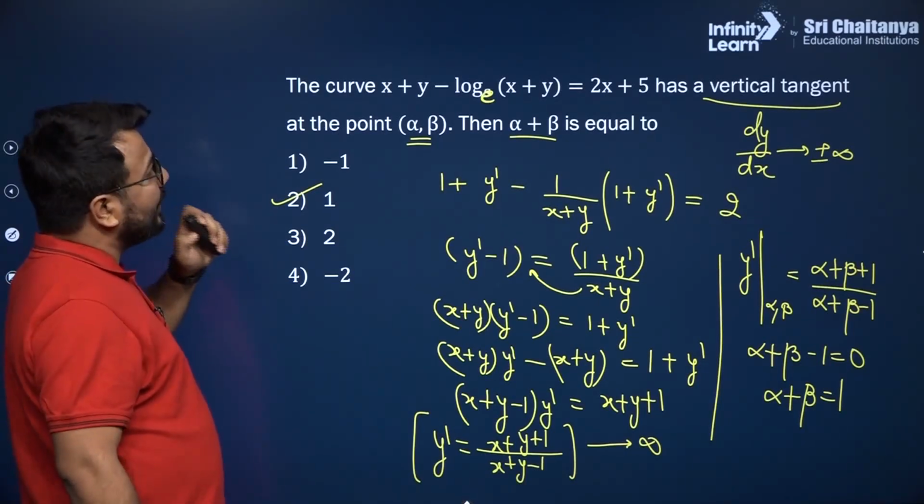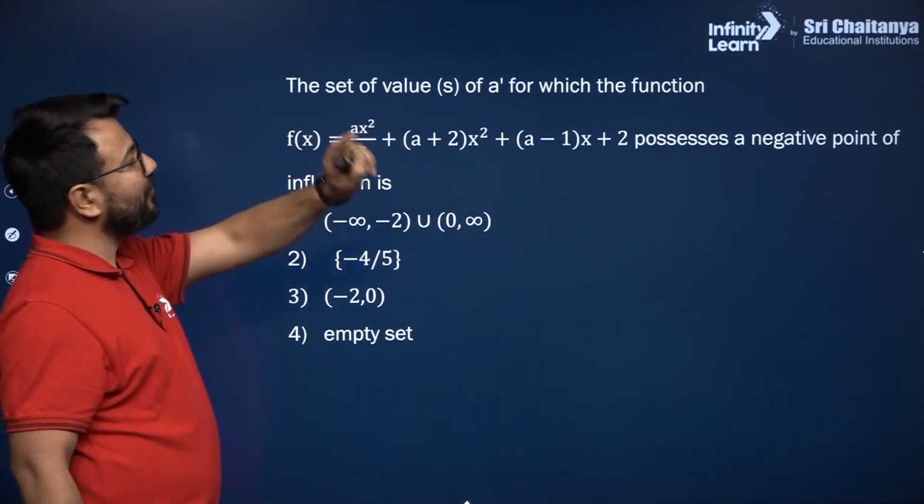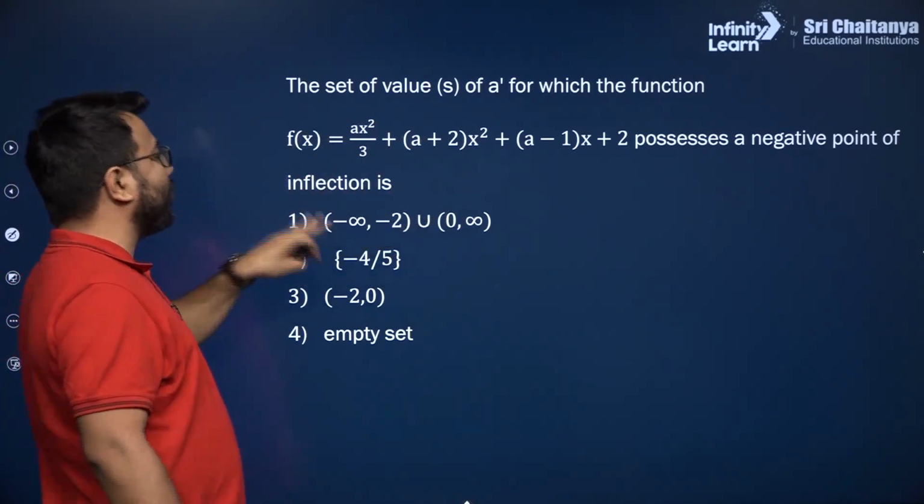Okay, so let us move to the next question. Find the set of values of A for which the given function possesses a negative point of inflection.